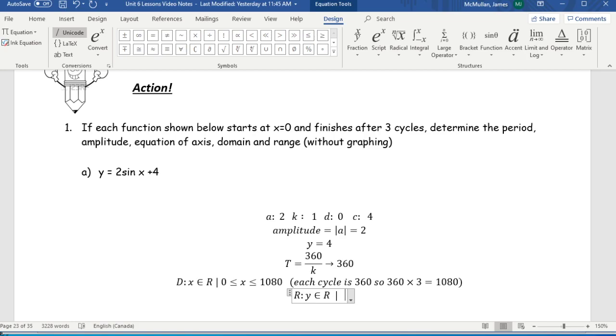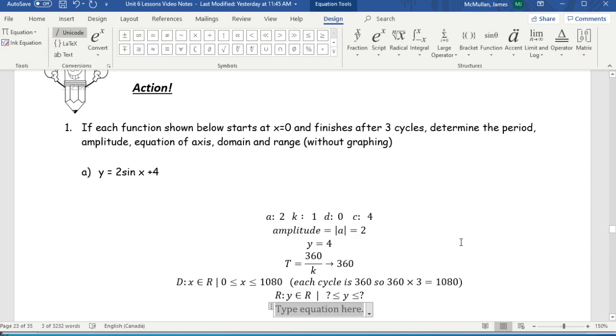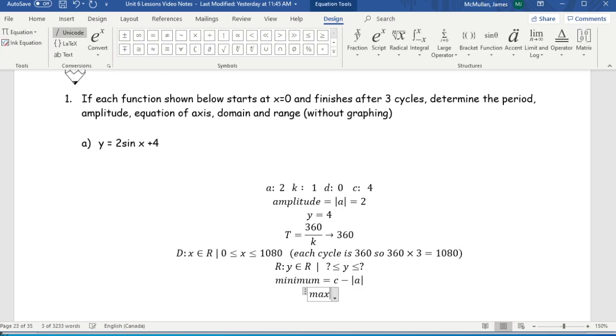Now, this is kind of interesting. The range. I know the range is y is greater than or equal to something and less than or equal to something, but I actually don't know what those numbers are. Let's come up with a little formula here. The minimum value is equal to C subtract absolute value of A. The maximum value is equal to C plus the absolute value of A.